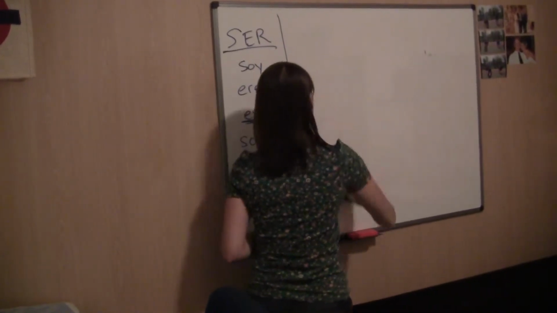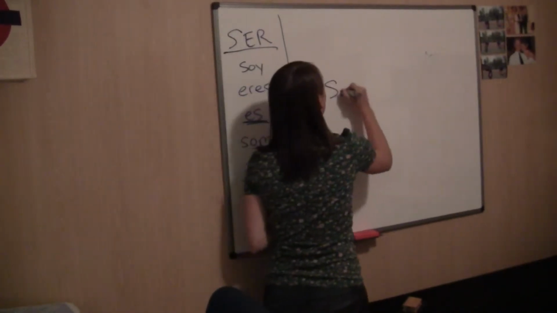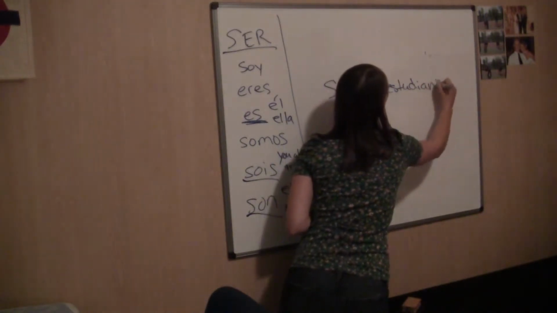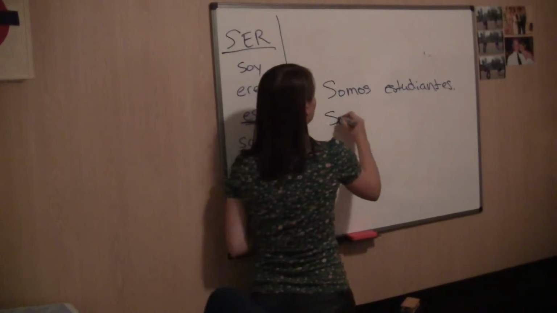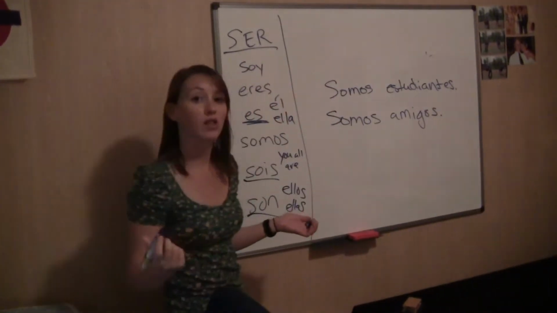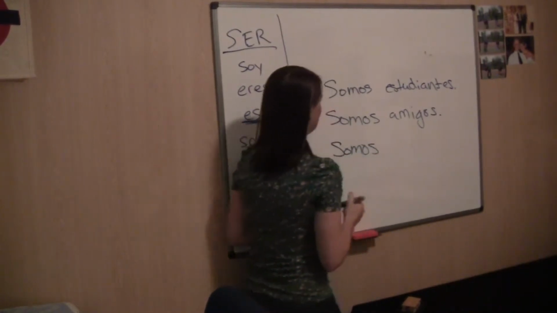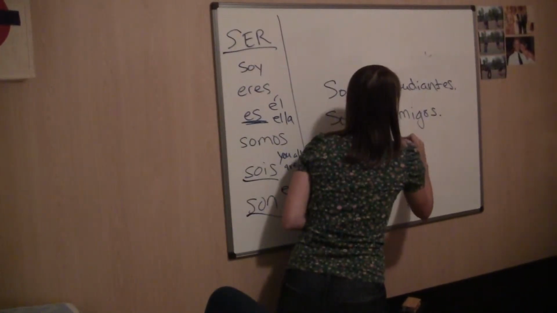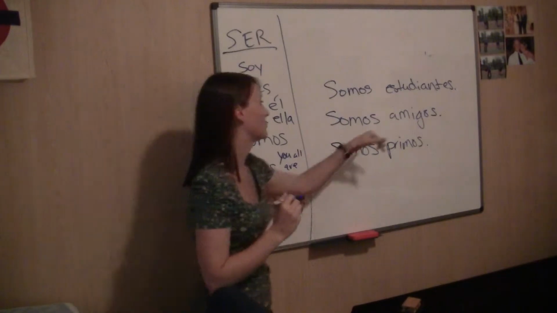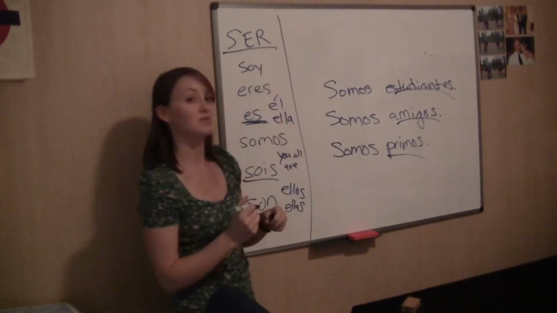If you all are talking to each other, and you're studying in class, and somebody asks, what do you guys do, right? Maybe you're 21, you're going to school, but people don't know if you have a job or if you're going to school, you would say, somos, we are, estudiantes. Somos estudiantes. Somos amigos. We all are friends, right? We all are friends. That's something that defines you, right? Somos primos. We are cousins, right? So when we're dealing with somebody's profession or something that defines them, we're friends, we're cousins, we're students, we use the verb ser, right?